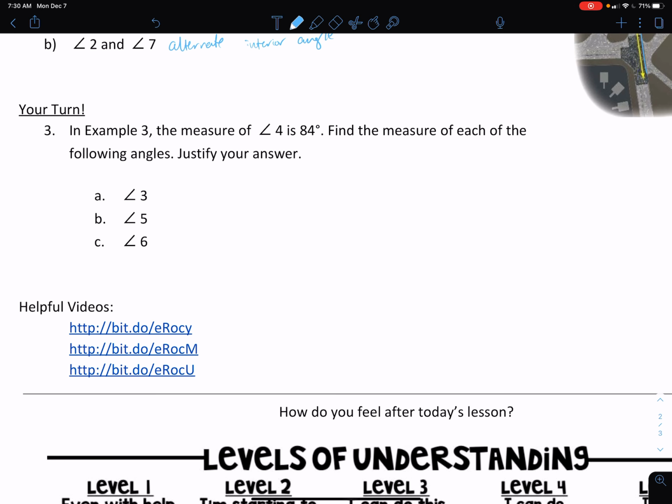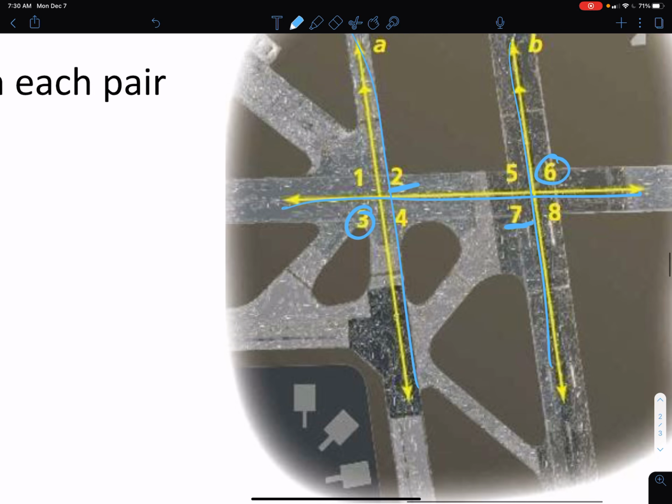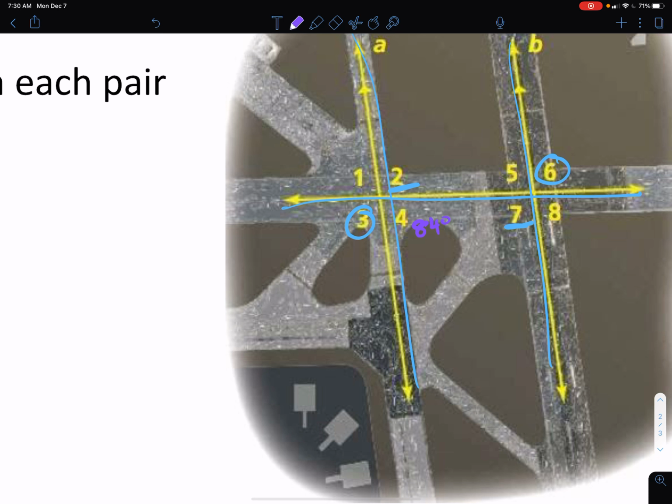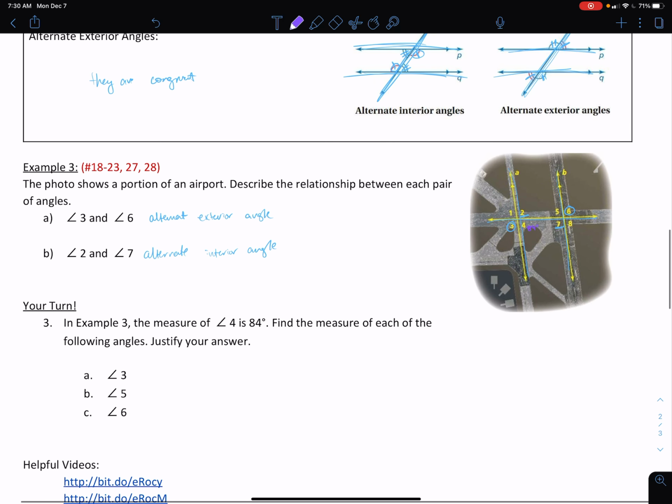In example 3, the measure of angle 4 is, let's say this angle right here is 84 degrees. Find angles 3, 5, and 6. Remember, alternate exterior and alternate interior angles are equal. So find the relationship first, and then you can work backwards and figure out the angle measure.